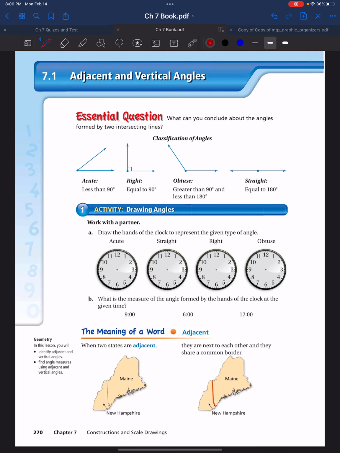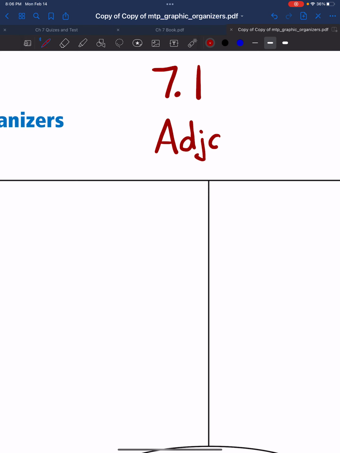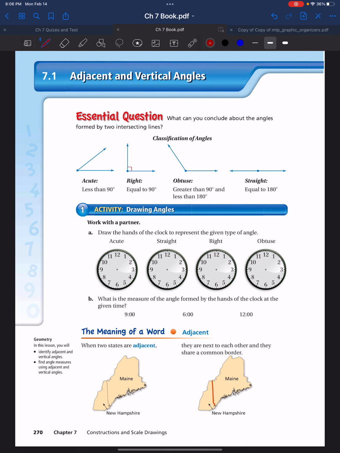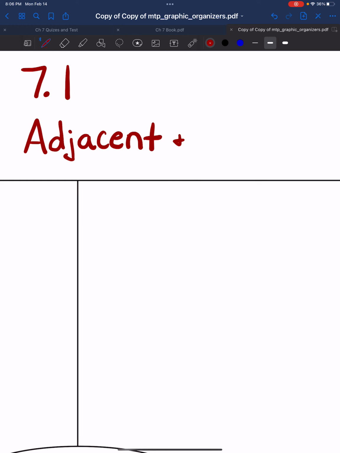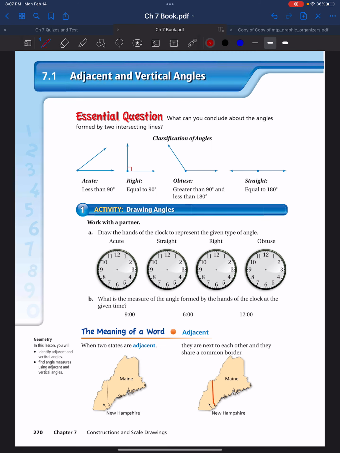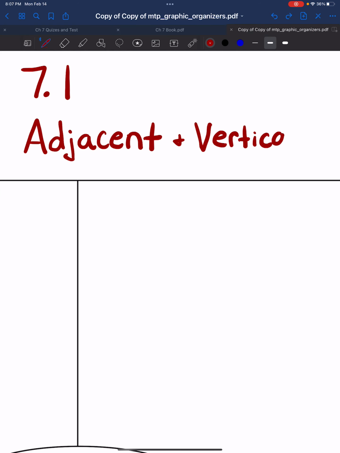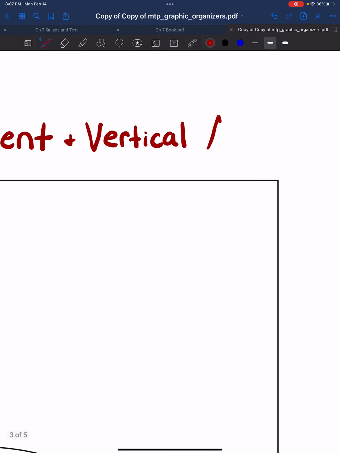Make sure I spell this right, because that'd be silly. Adjacent and vertical angles.